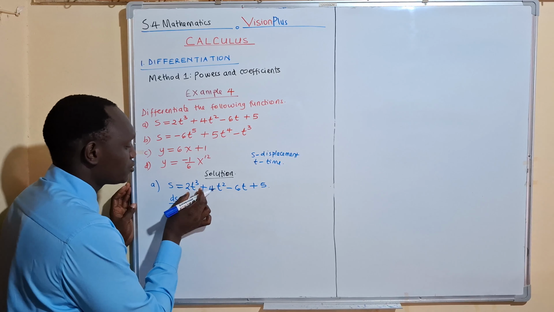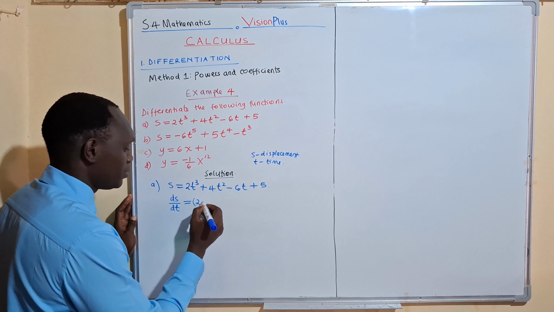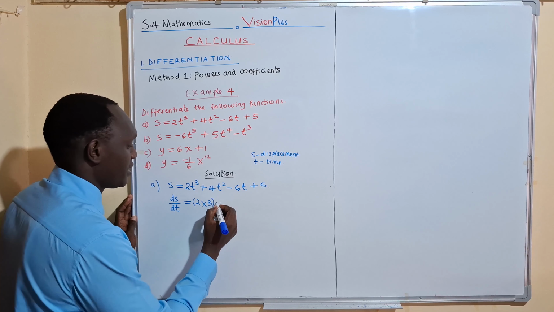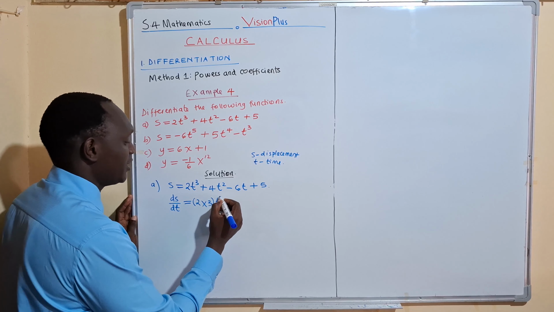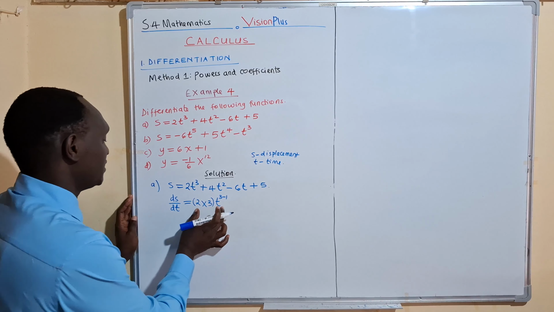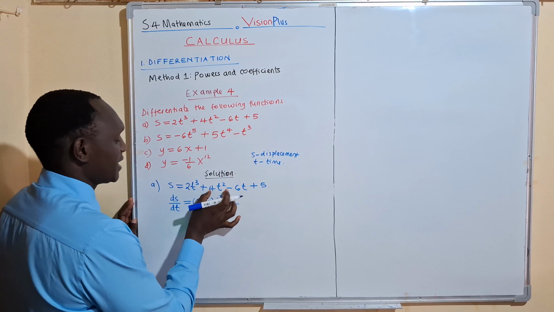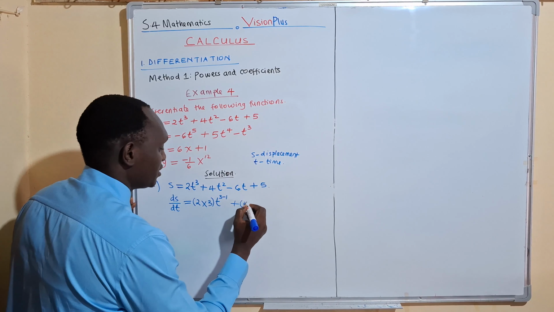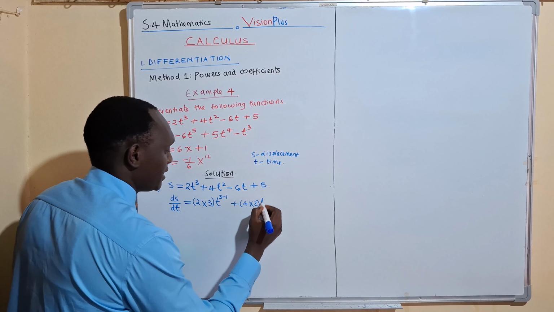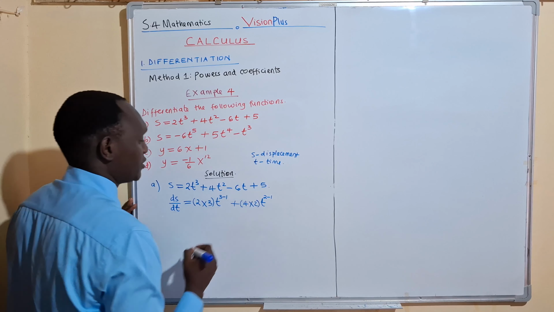So the first term is 2t cubed. We say the coefficient, which is 2, times the power, we lower the power, times 3. Then t, now we need a new power, which becomes 3 minus 1. We have differentiated the first term. And then plus, we come to the second term. The second term has a coefficient of 4 times, then we lower the power, 2. Then t, with the new power 2 minus 1.